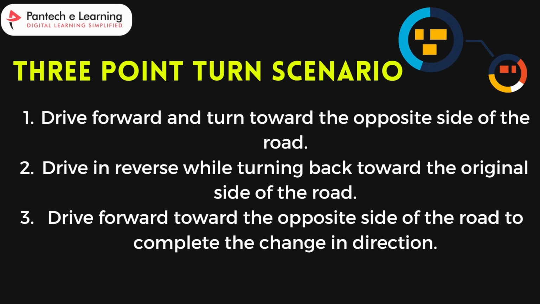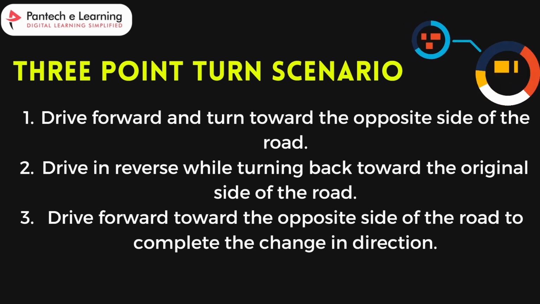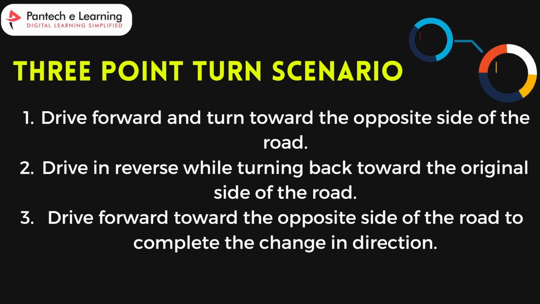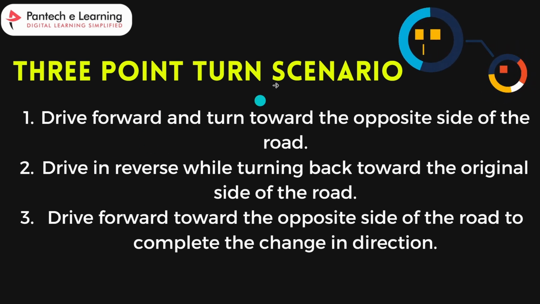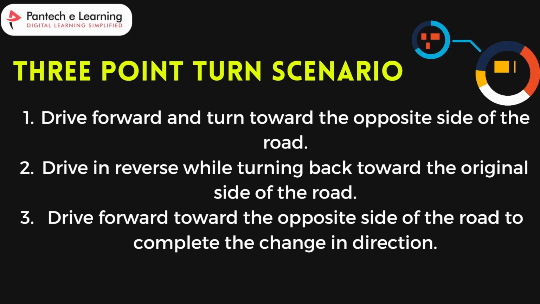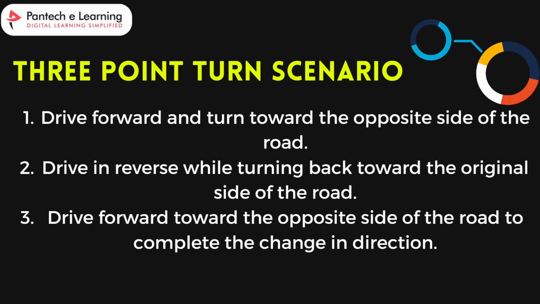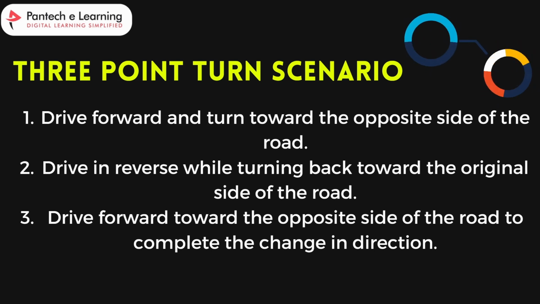This scenario involves 3 distinct segments, each serving a specific purpose. The first one is the forward turn. The vehicle drives forward and turns toward the opposite side of the road. It starts by moving forward and turns toward the opposite side of the road. This is the initial movement, positioning the vehicle for the subsequent reverse maneuver.